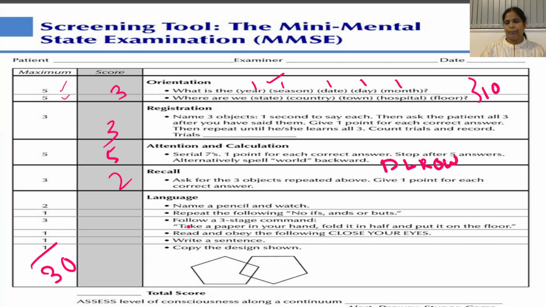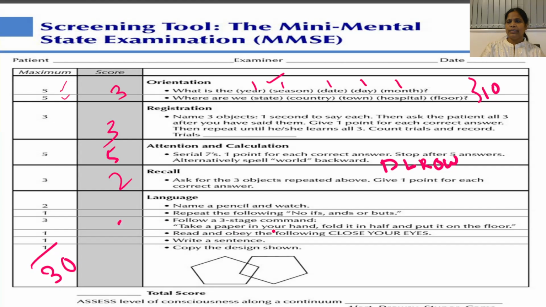So, take a paper, hold it in your hand. Okay, fine, they hold it. Then fold it in half, keep it on the floor. When we say so, they are supposed to place it on the floor like that. If they are able to follow each command of this 3-stage command, then you can give them a score of 3 marks. Otherwise, if they follow only 2 aspects, then maybe 2 marks or 1 mark, whatever it is.